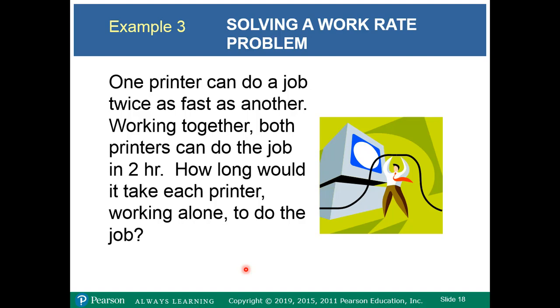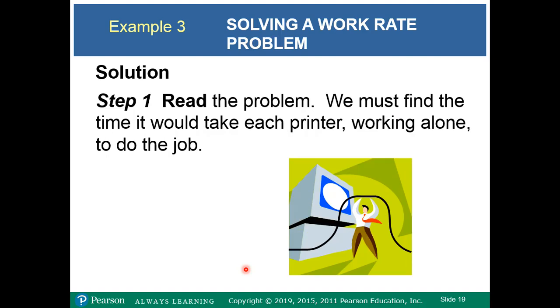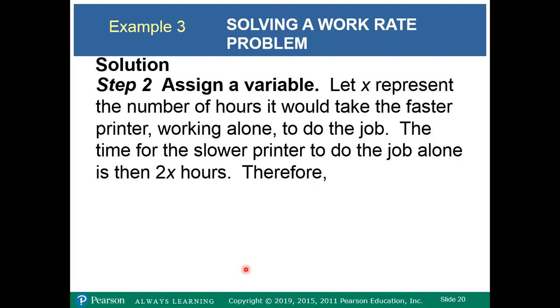Okay, so one printer can do the job twice as fast as another. Together they can get the job done in 2 hours. How long would it take each printer working alone to do the job? So let's again read the problem carefully. We must find the time it takes each printer individually, how long it would take them to do the job.